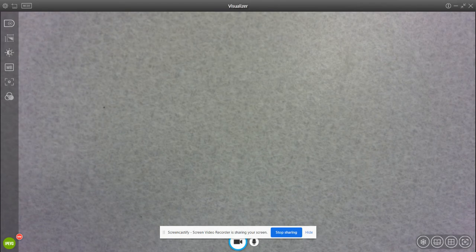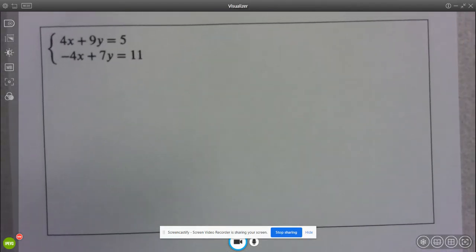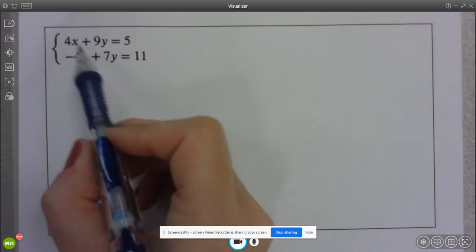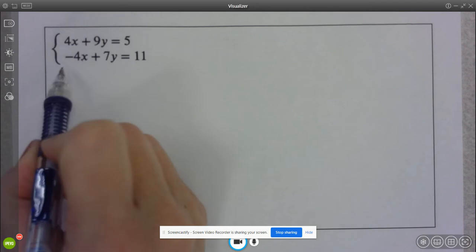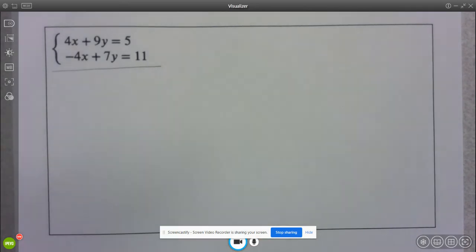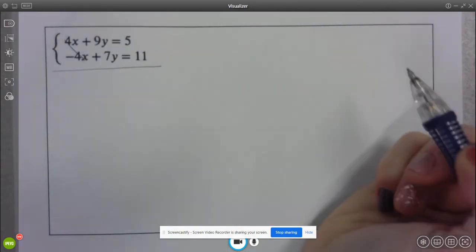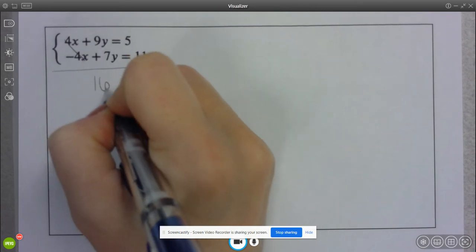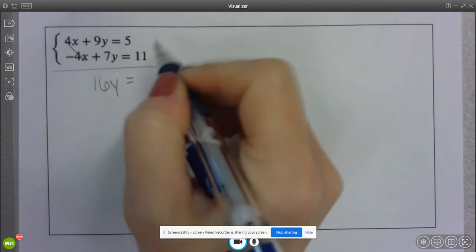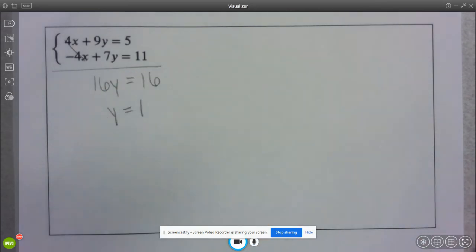All right, next equation here. This one is already set up for us to eliminate the x's. They have the same coefficient, one is positive and one is negative. So we don't have any work we have to do in this case. We can just start combining everything together. Those are going to create 0. 9 and 7 make 16y. 5 and 11 also make 16. So y has to be 1.